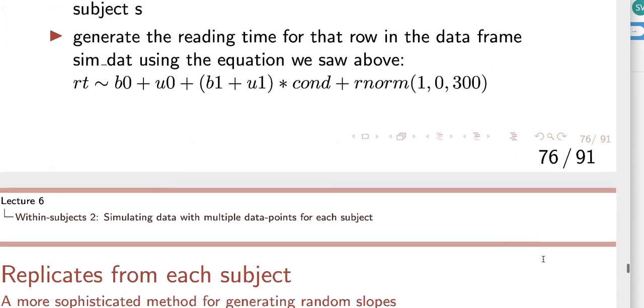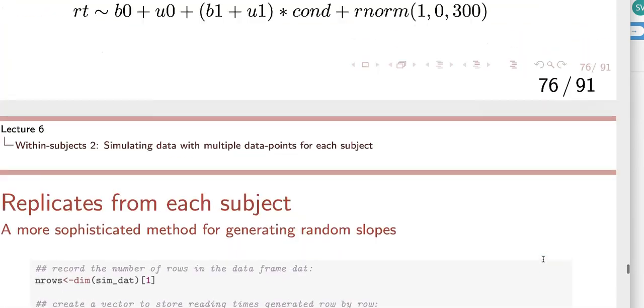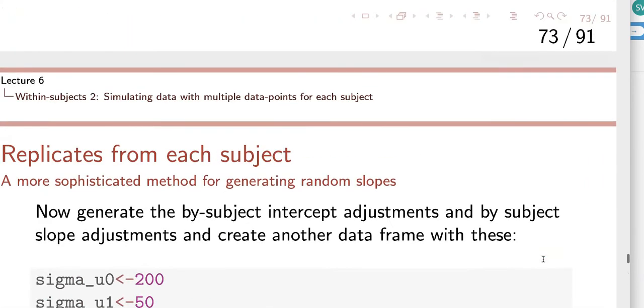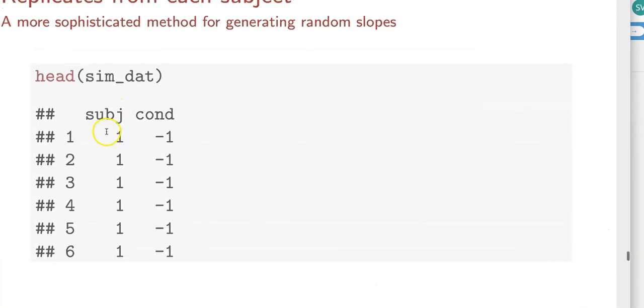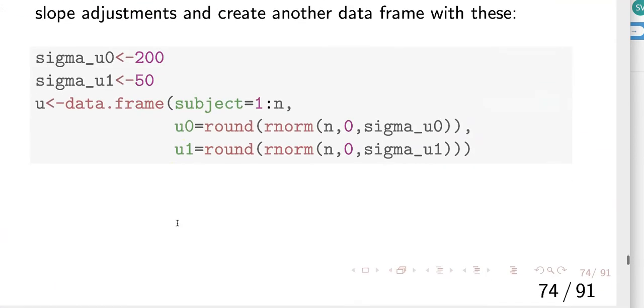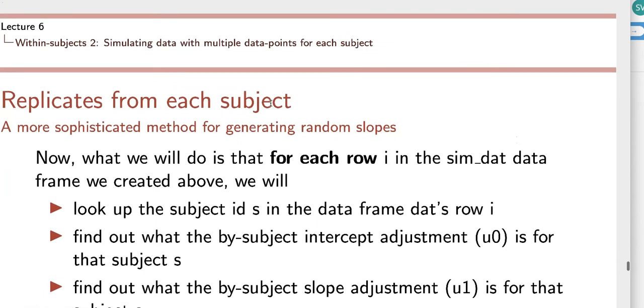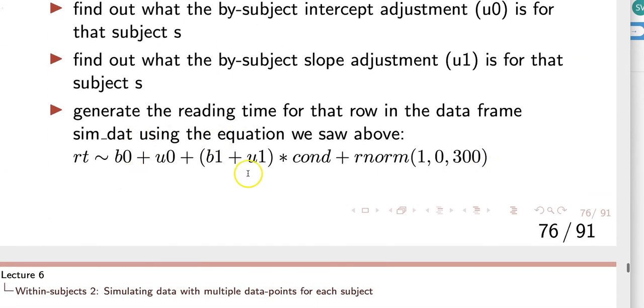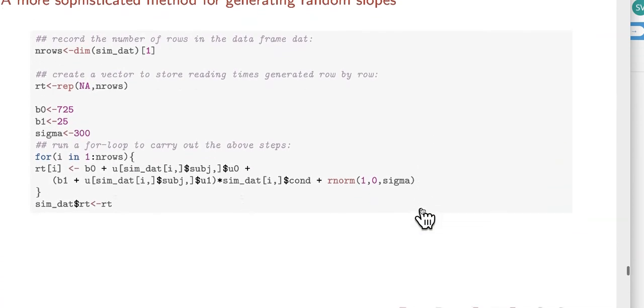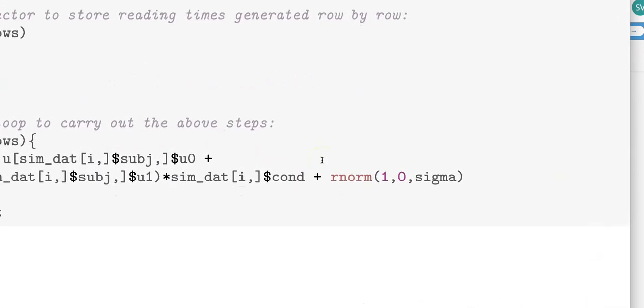So what that means is we're going to go row by row. SimDat is here. I'm going to go to the first row, look up subject 1. Subject 1's intercept and slope adjustment can be found in the U matrix, right? In this U matrix, here it is, 83 and 26, and I'm going to use that to plug into this command and write a random simulated value for that subject in that row of the data frame. That's basically it, right? The rest is now technical details. I'm going to show you how this works, so let me make this a little bit bigger.